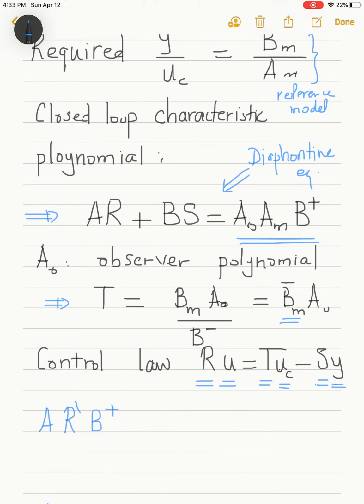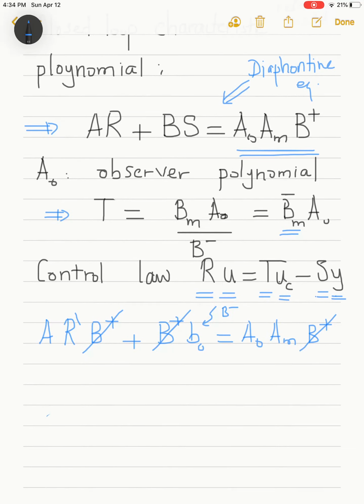We factorize B into B plus times B naught. I'm going to assume that I'm cancelling all the process zeros, and since B plus is a monic polynomial, what's left will be either 1 or a constant B naught. This corresponds to B minus, and that should be equal to A naught Am B plus. Now I can cancel out B plus from the whole equation.